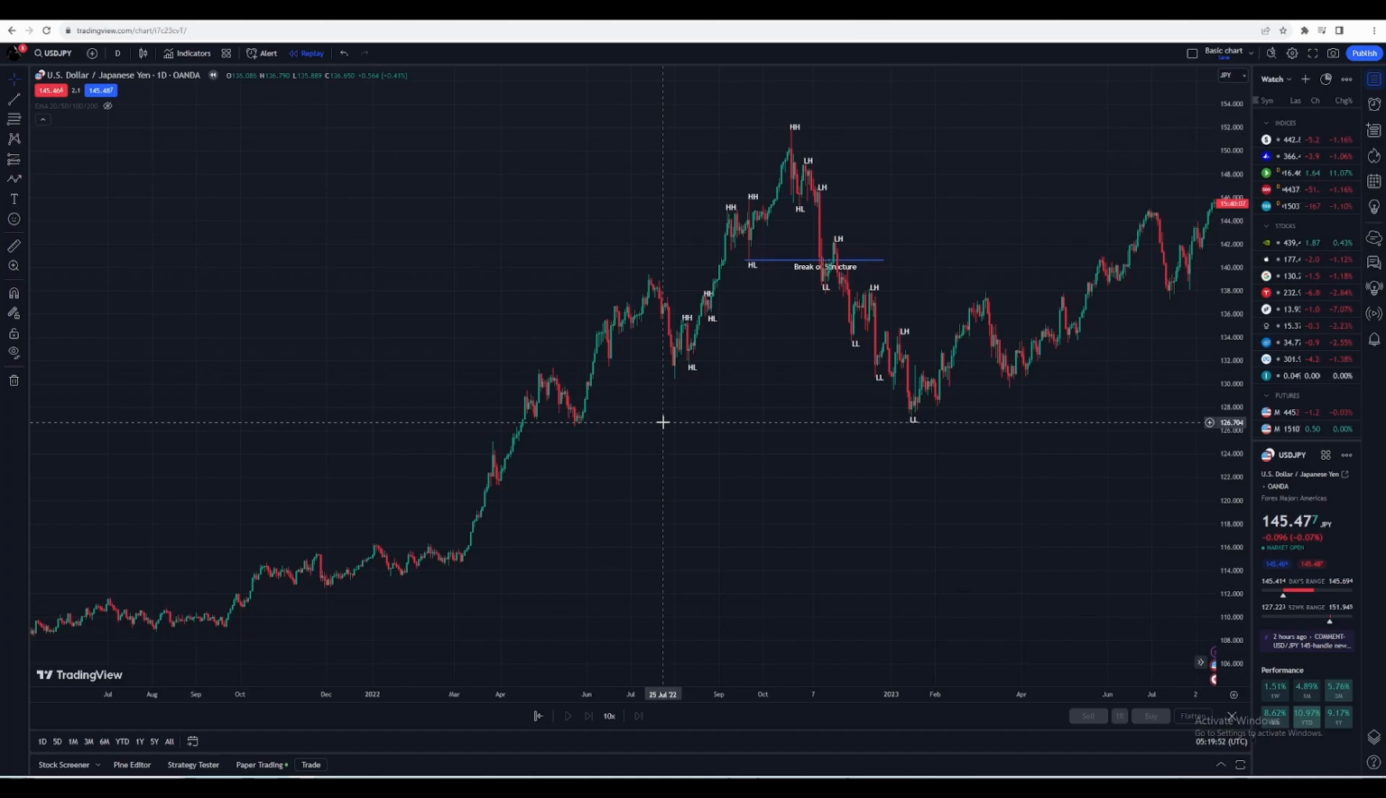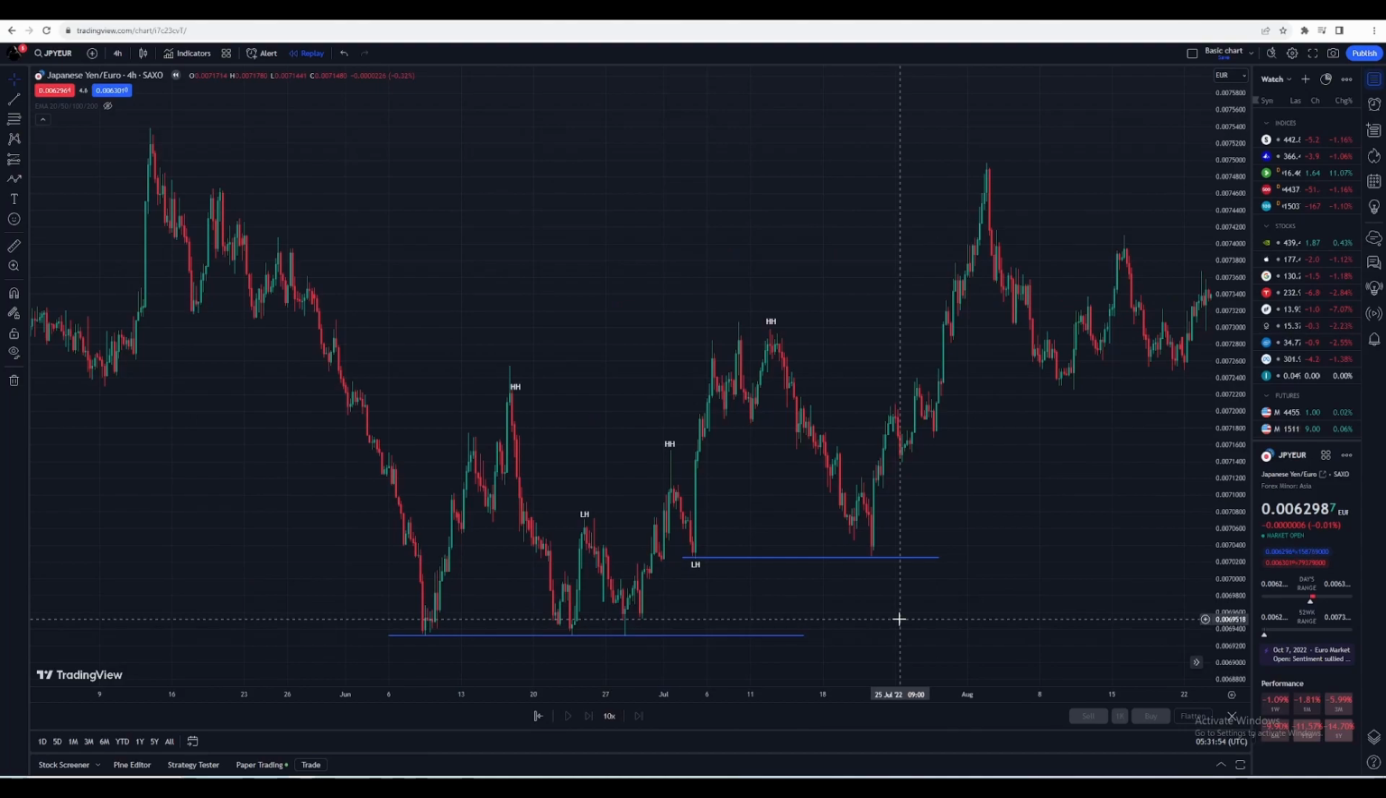So what I'm going to do now is try and find one that's a little bit more complicated to show you what common mistakes people might make in thinking that they know the right market structure and then getting burnt because it goes the other way. Now here's a more complex example I found on the JPY Euro. So you can see that we have a nice downtrend here with the market making lower highs and lower lows pretty much uncontested all the way down to here.